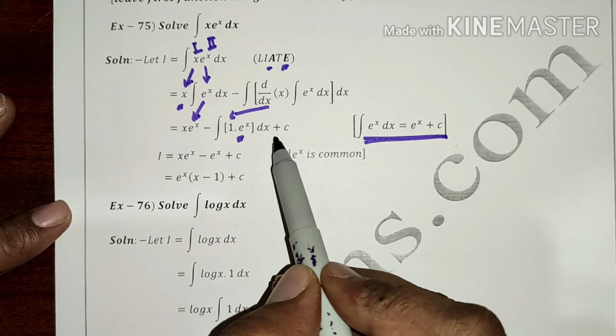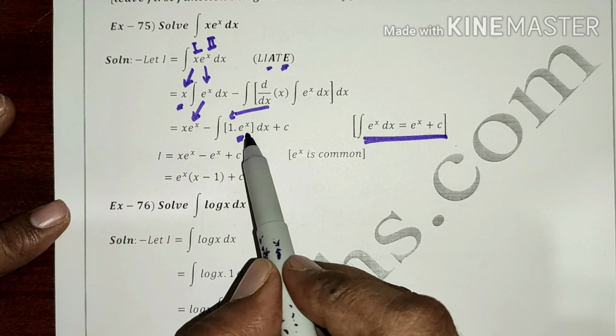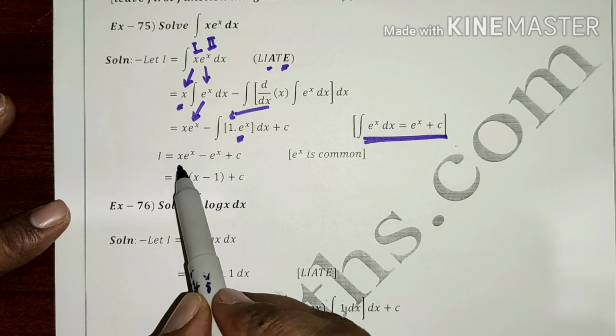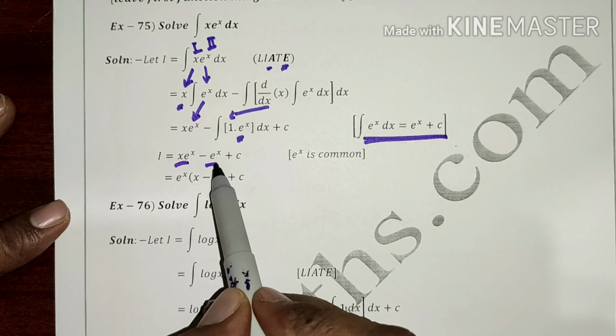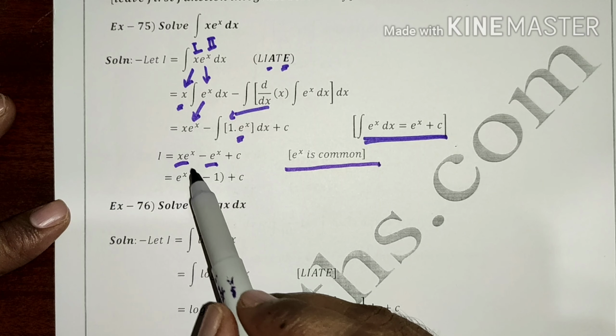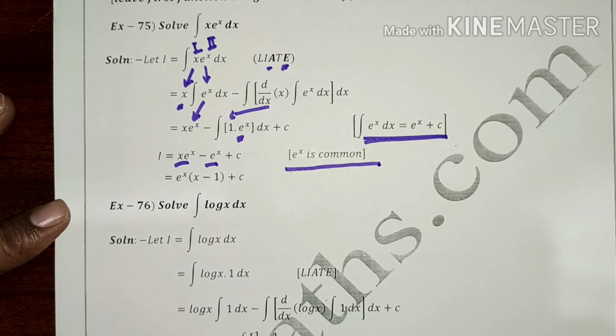Plus c is the integration constant here. 1 into e raised to x is e raised to x, and again its integration is e raised to x. In both terms there is e raised to x, so we take e raised to x common from both terms. So we get x from the first term and e raised to x from the second term, plus c.